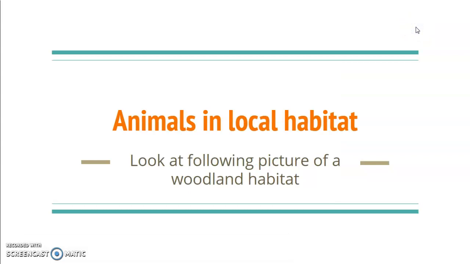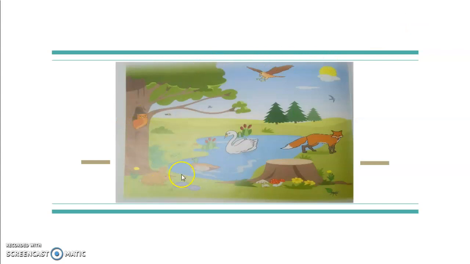Animals in local habitat, page 24. Look at the picture in your book and in the following slide. This is a woodland habitat. Look at these animals. Look at living things, trees. These live in a woodland habitat.